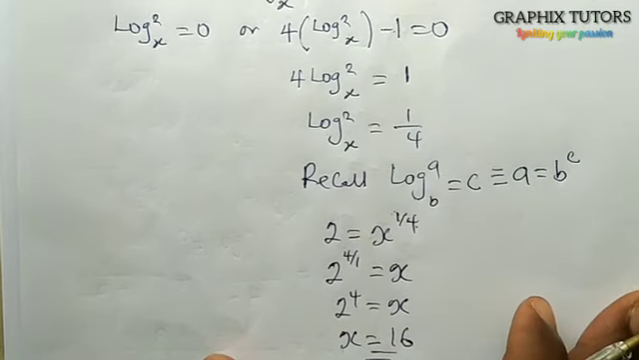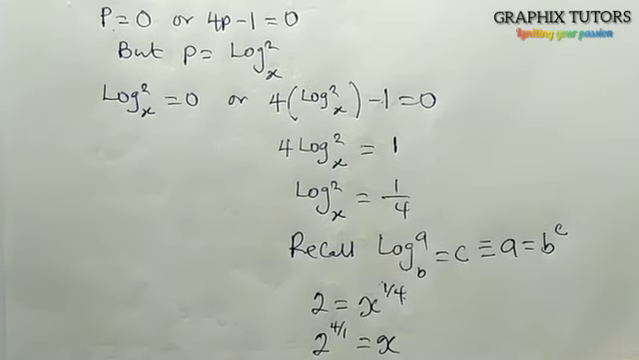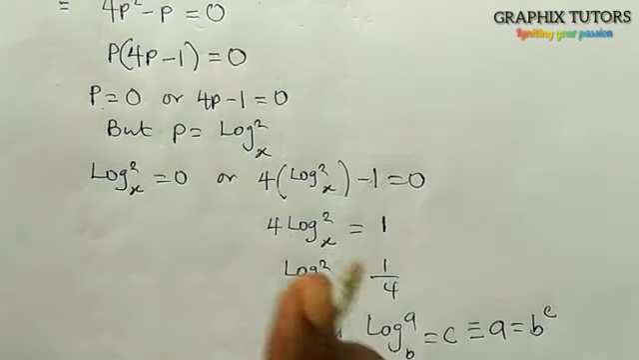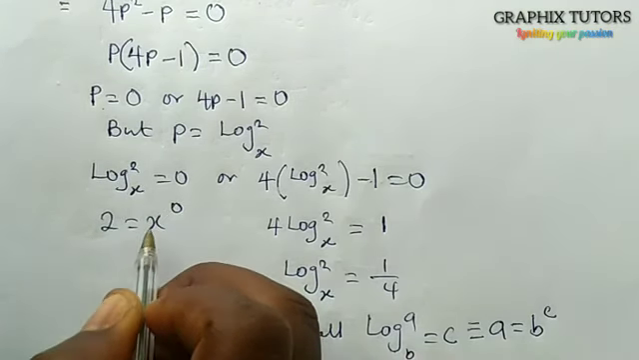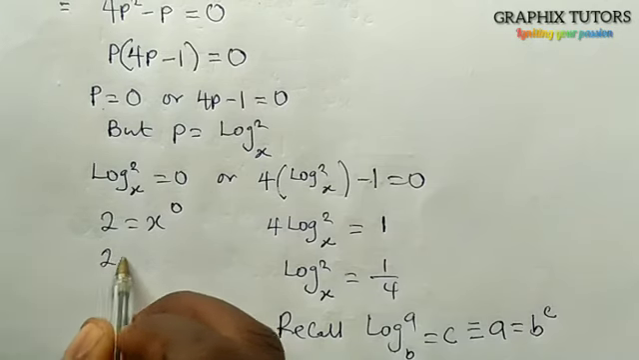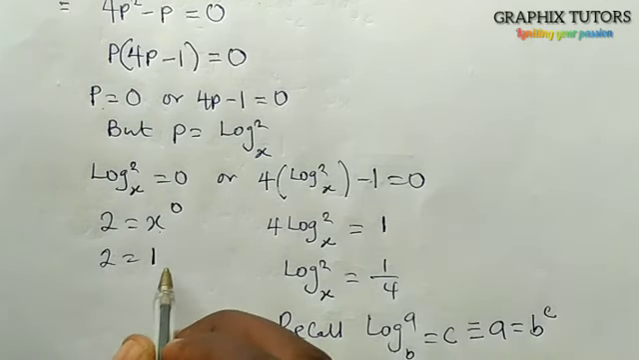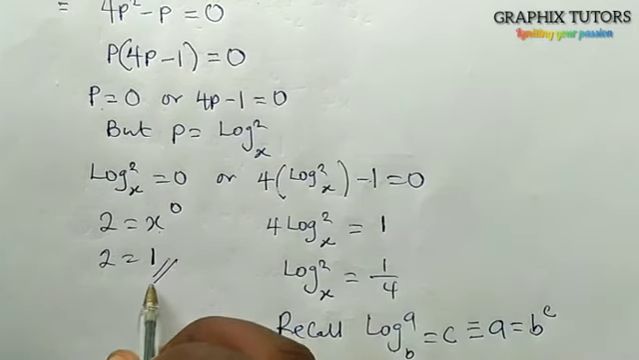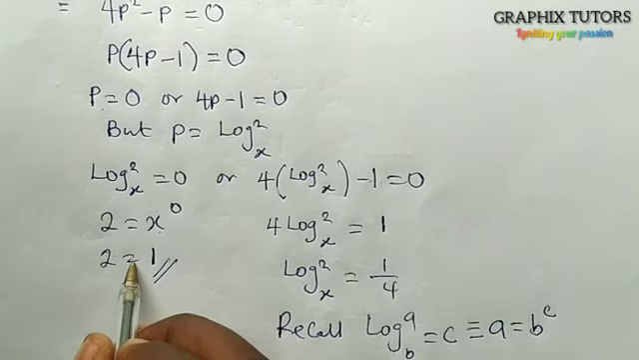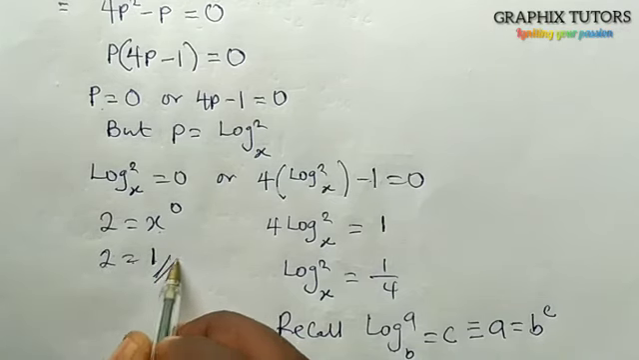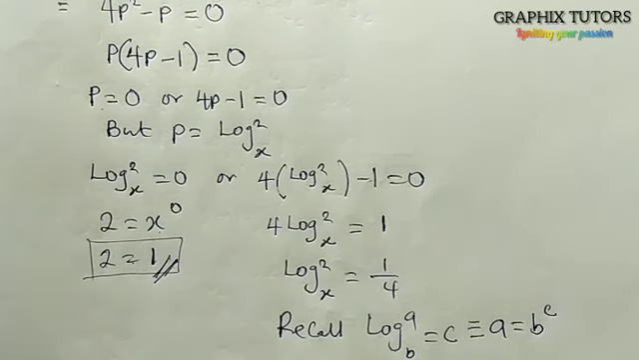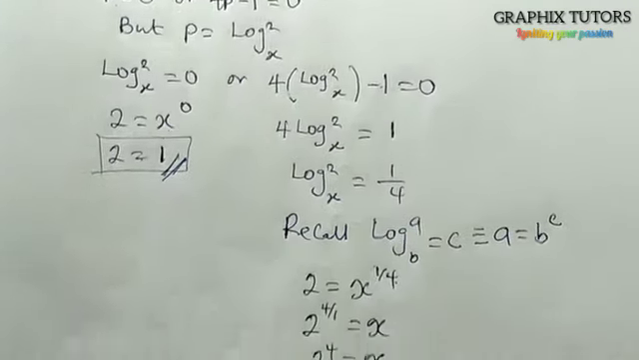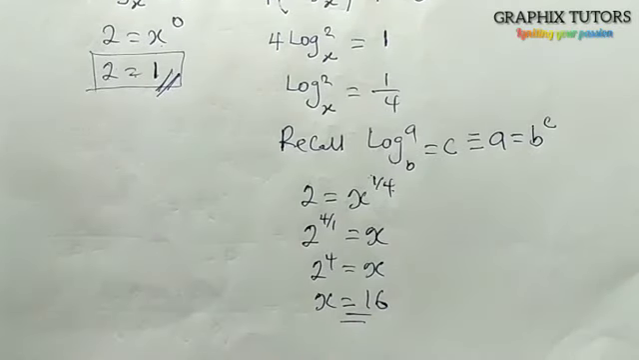So my answer there is 16. But in the other case here, if it goes up, it will give me 2 is equals to x to the power of 0, right? And x to the power of 0 is 1, and this is not possible, right? So 2 is not equals to 1. So this is not possible. So this is not a solution here, right? So our answer is x equals to 16.